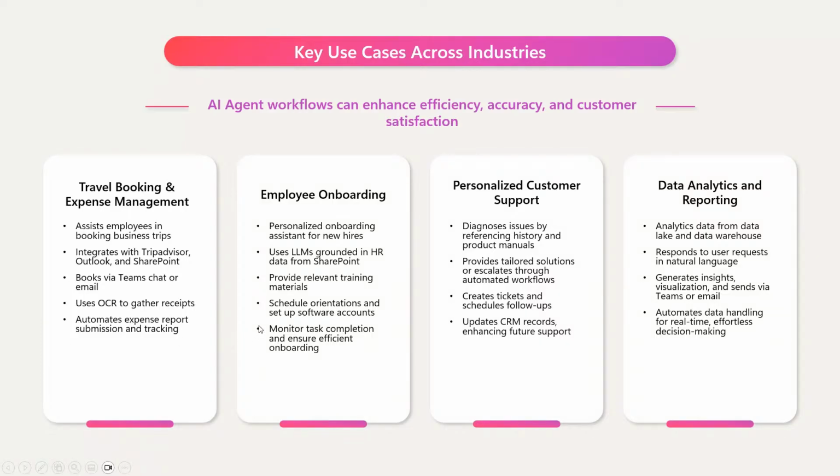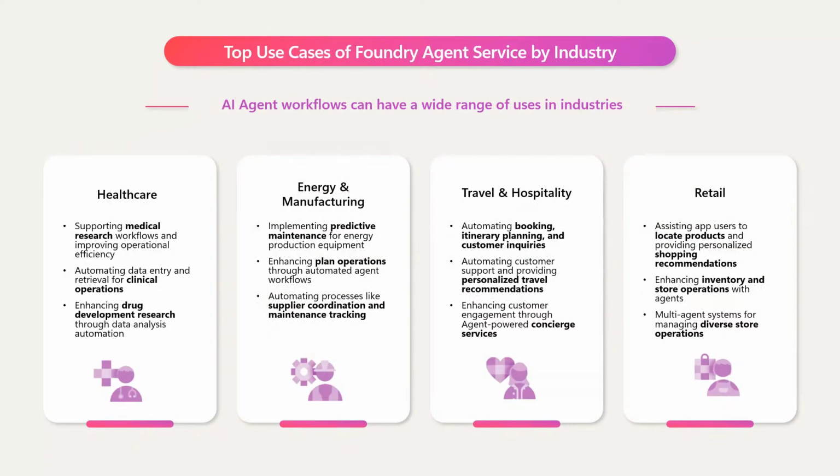So multiple use cases, like the ones we just referred to, but also multiple industries. Here we have some examples, but of course this is not exhaustive. There's agentic AI workflow in healthcare, for example, to accelerate drug discovery or clinical trials. In the energy and manufacturing industry, to enable predictive maintenance and automate supplier coordination. In travel and hospitality, to personalize the travel experience, so provide a personalized experience to the user. And retail, of course.